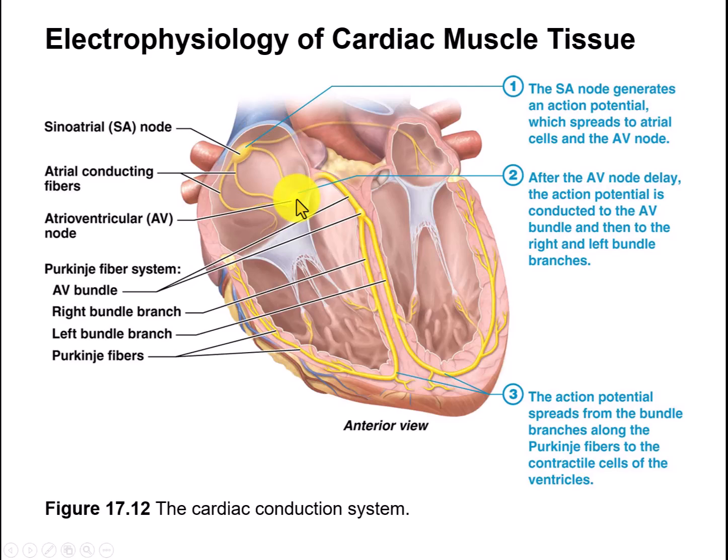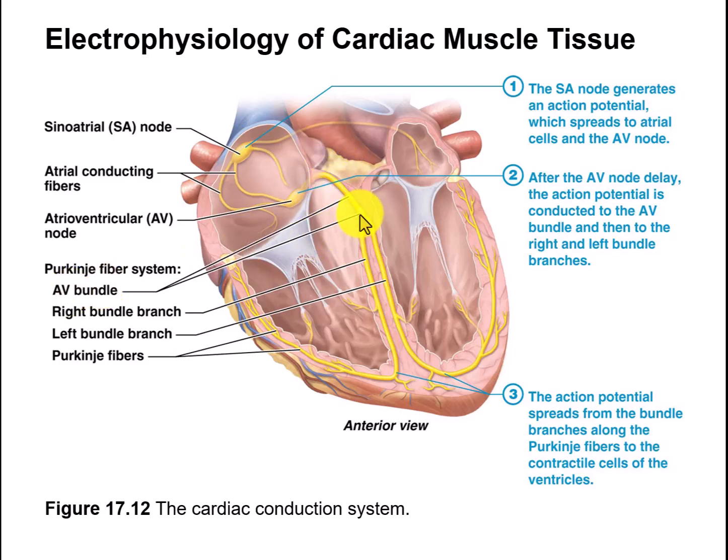That action potential is delayed for just a brief moment in the AV node. So with this AV node, we slow down our action potentials to about 40 per minute. And so that gives time for the atria to finish emptying. And then we move down into the AV bundle.